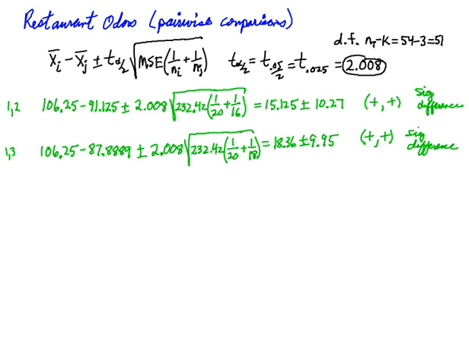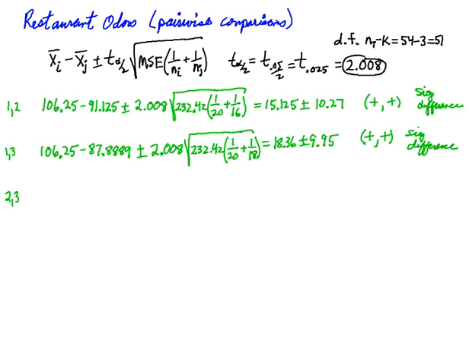In other words, the average amount of time that customers spend in the restaurant when there's a lavender odor is significantly different, significantly larger, I should say, than the average amount of time the customers spend in the restaurant when there is no odor. And there's one more combination to check, and that's between 2 and 3. That's between when there's a lemon odor and no odor.